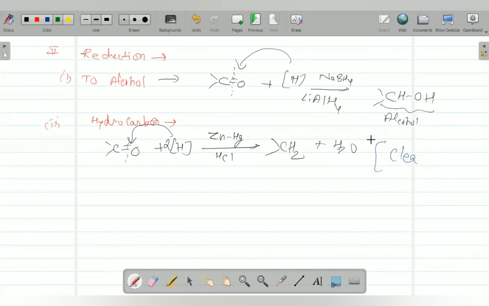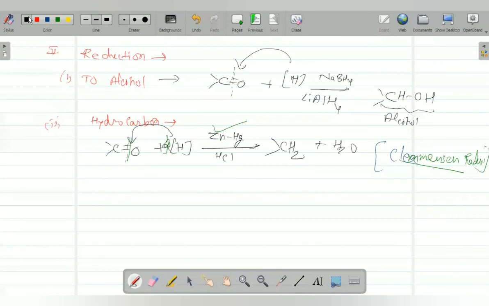This is called Clemmensen reduction. It's a naming reaction. You have to learn this Clemmensen reduction. What? Zn-Hg and HCl, which reduces it into what? You take here 4 because 4 hydrogens are utilized.